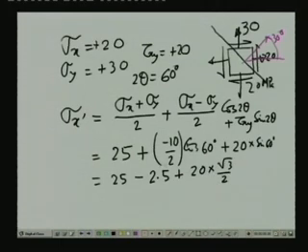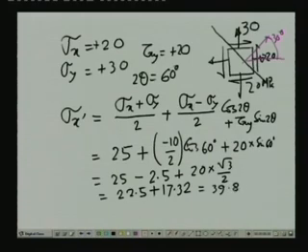So, this gives us a value of 22.5 plus 17.32, which is equal to 39.82 MPa. So, this is the value of normal stress on this particular plane, which is inclined at an angle of 30 degree with vertical.